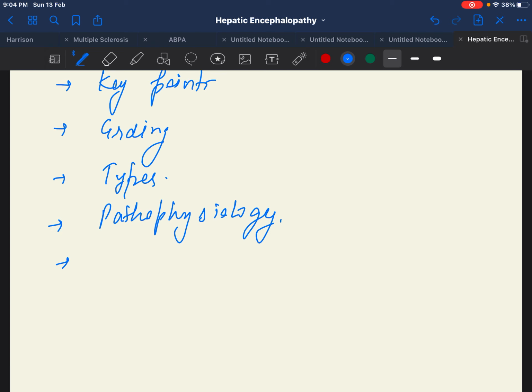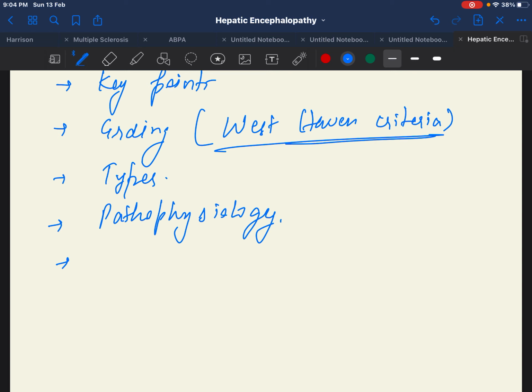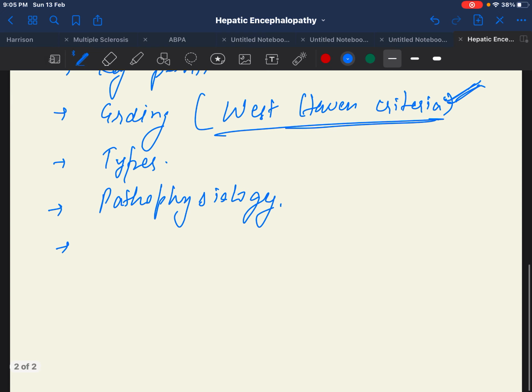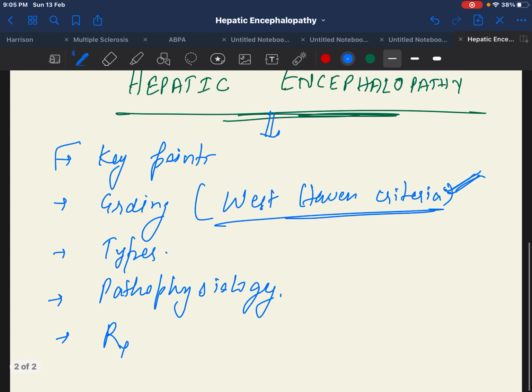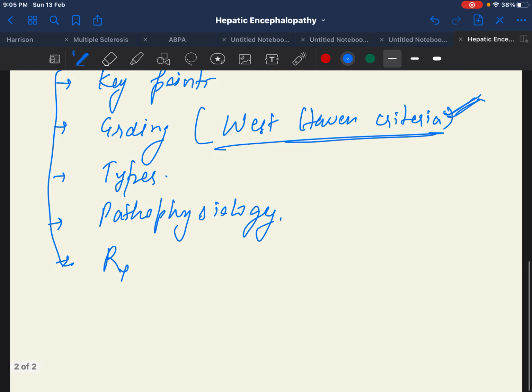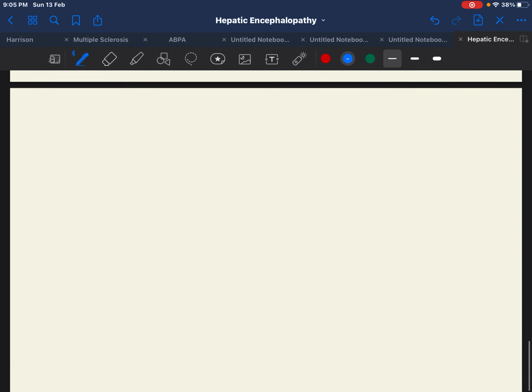After that, the criteria in grading, that is the West Haven criteria, very very important. And now the modified West Haven criteria, or the Sonic criteria, we have to know this criteria. And at last, the treatment of hepatic encephalopathy. So this is the plan for today's lecture. First, we will start with the key points.